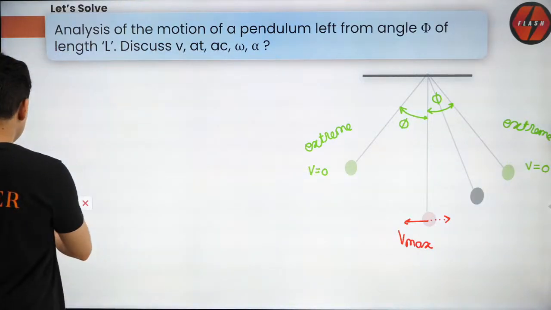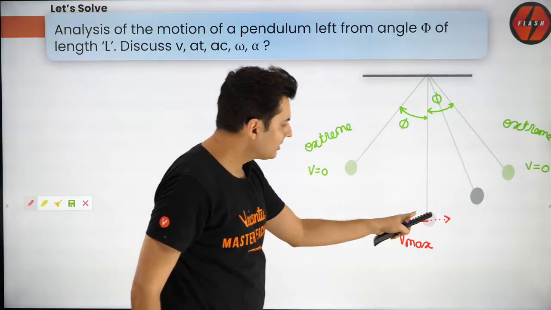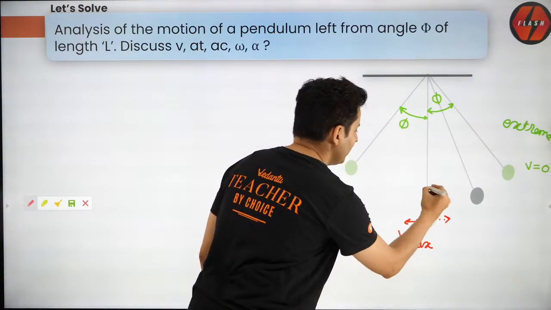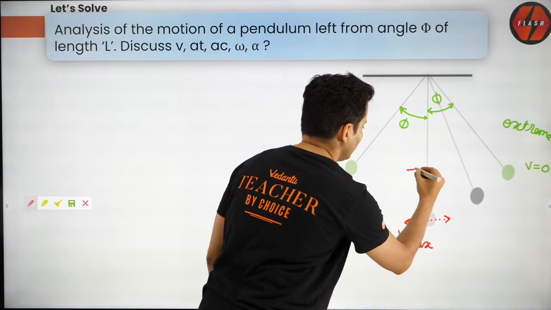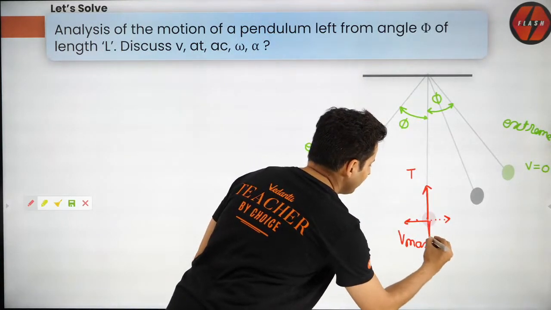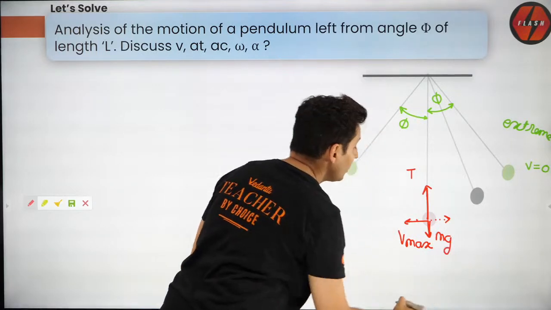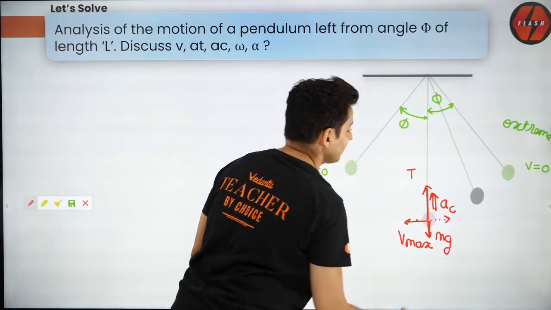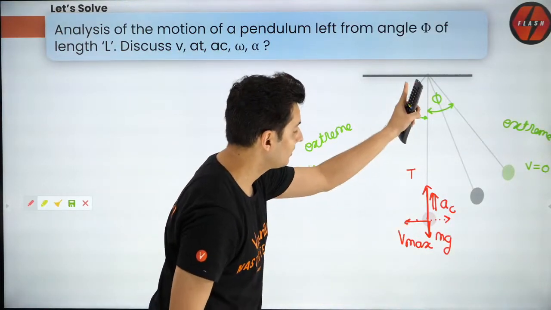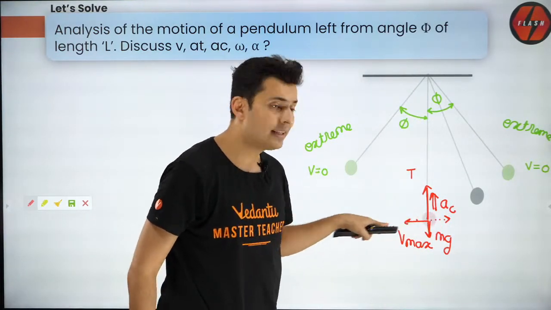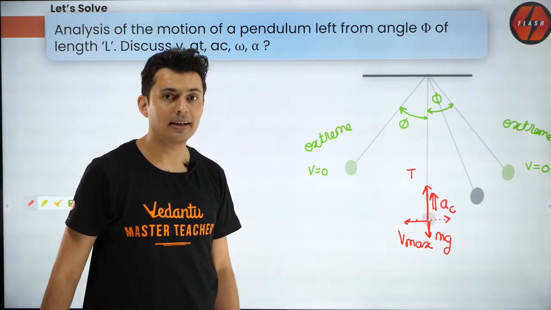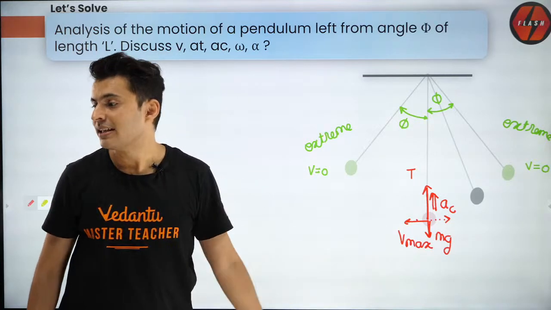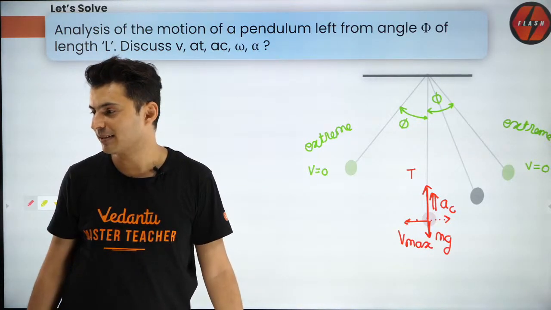Now another interesting thing to note, at this point, if I ask you what are the forces acting on it, one will be tension, then you will also have mg, and do not forget you will also have centripetal acceleration, towards the center. What about tangential, guys? Will there be any tangential acceleration? Is there any tangential acceleration at that point? Yes, you can use energy conservation. Why not?